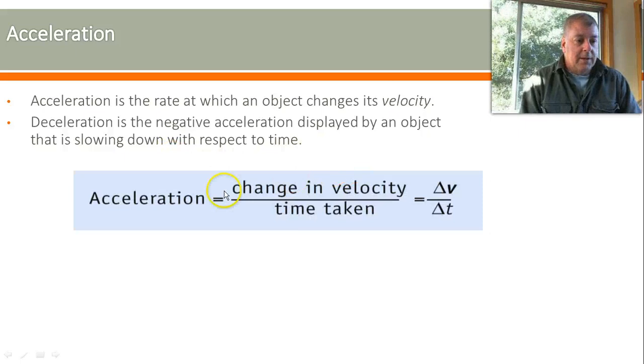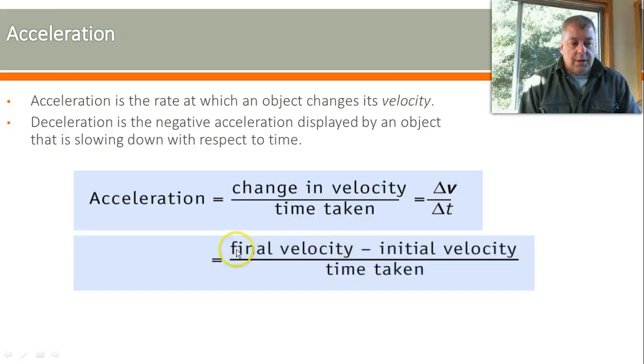Now, deceleration is of course a negative acceleration when an object is slowing down, when its velocity is decreasing. Generally the formula for acceleration is just change in velocity divided by time, written as delta v, where delta in the Greek alphabet means change. So change in velocity divided by change in time. In words, we would have final velocity minus initial velocity, because that's how we measure the change in velocity, divided by the time taken.